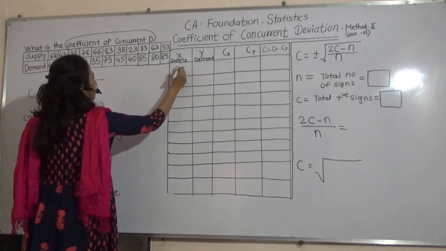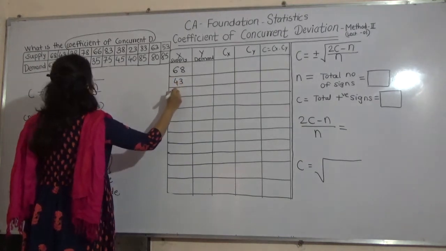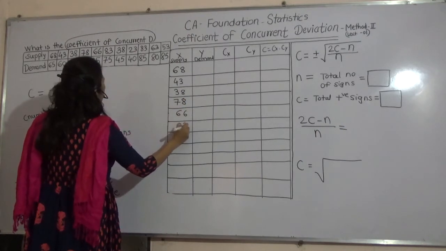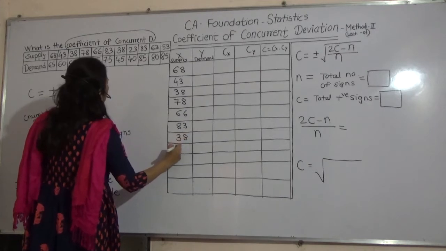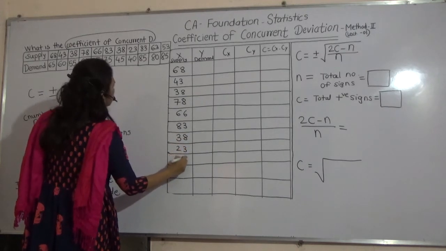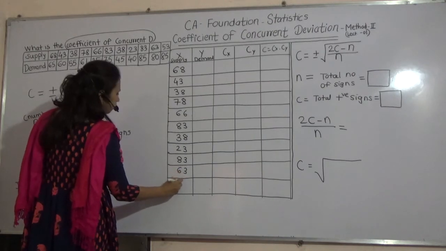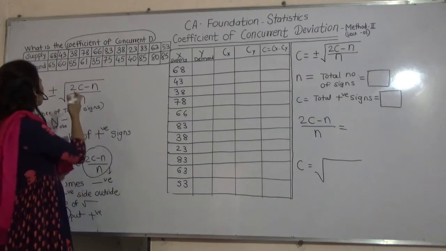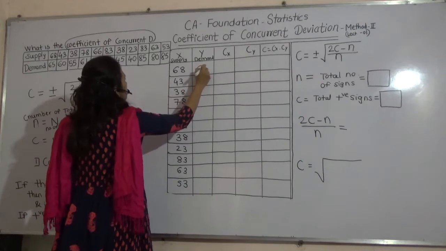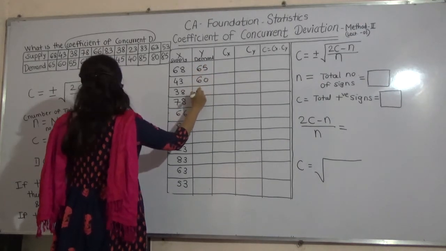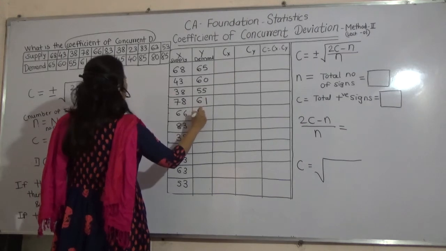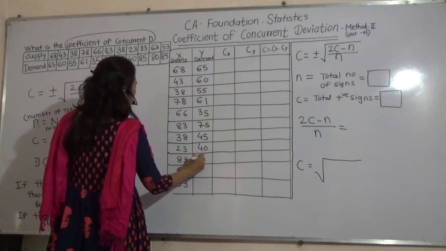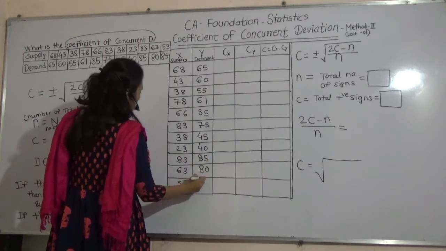So x, supply: 68, 43, 38, 78, 66, 83, 38, 23, 83, 63, 53. I have just copied whatever data has been given. Next is demand, that is y: 65, 60, 55, 61, 35, 75, 45, 40, 85, 80, 85.